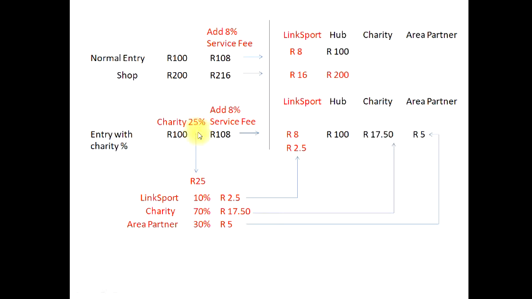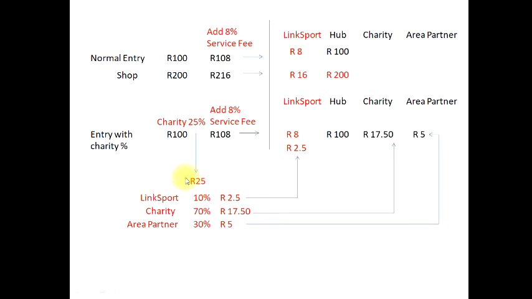Okay. Right, so then it means the whole entry stays exactly the same. 100 Rand plus 8%, 108, 8 Rand, 100 Rand, exactly the same as on top. But you then add the 25% to the calculation. So 25% of the 100 Rand will be 25 Rand. So you calculate it according to the 100 Rand, not to the 108. 100 Rand, and that's obviously 25 Rand.